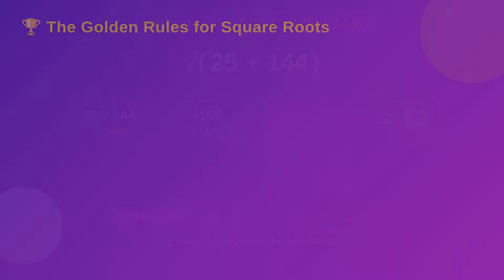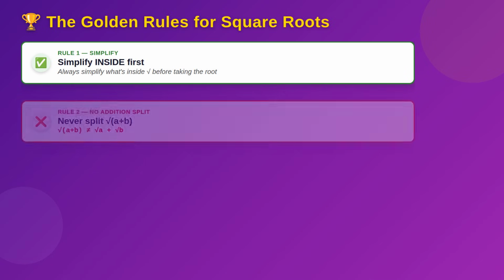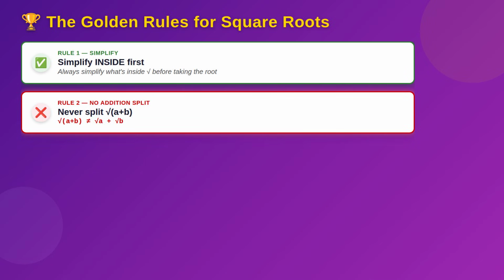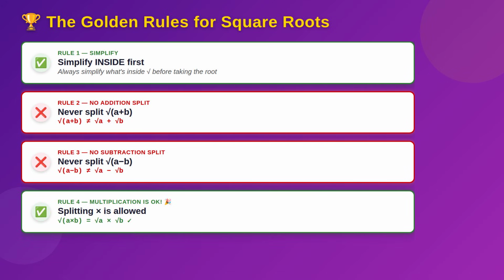Big difference. Maya's now a square root expert, and here are the golden rules she learned. Rule 1. Always simplify what's inside the square root before taking the root. Rule 2. Never split a square root across addition. The square root of a plus b does not equal the square root of a plus the square root of b. Rule 3. Same goes for subtraction. Never split that either. Rule 4, the fun one. Splitting across multiplication is allowed. These 4 rules will save you from the most common square root mistakes on any test.